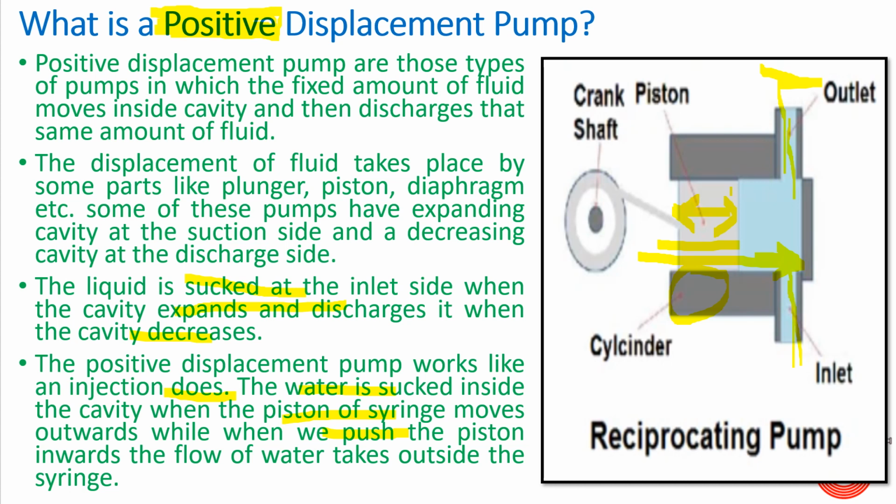It either has a reciprocating piston or plunger, or it may have gears or any other mechanical equipment that can be used to transport fluid from one place to another. So let's see what the different kinds of positive displacement pumps used in industry are.